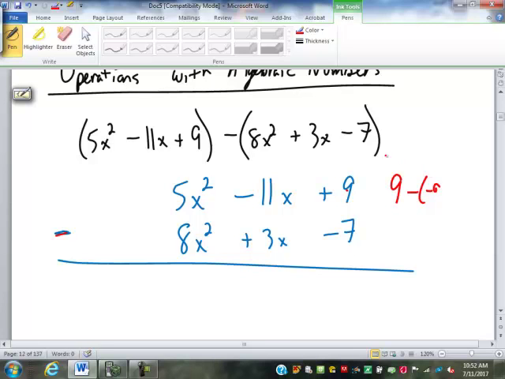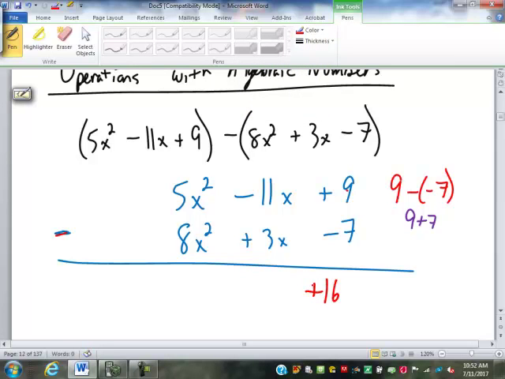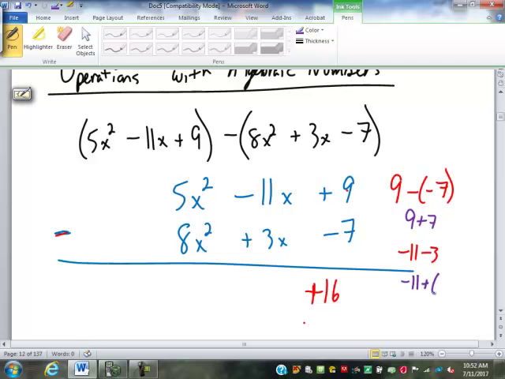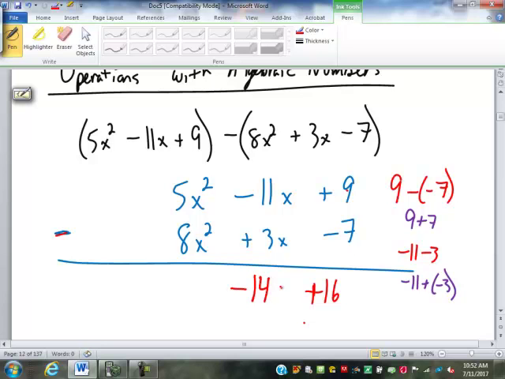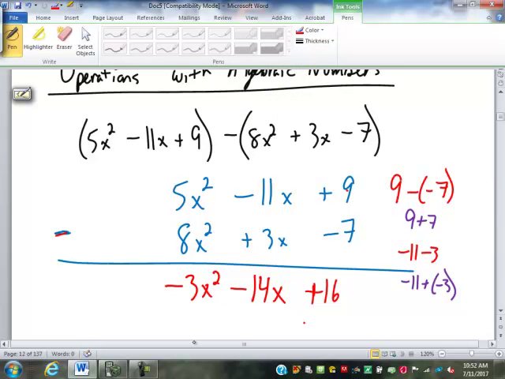And I always write it out. 9 minus a negative 7, which is going to become 9 plus 7, which is positive 16. Negative 11 minus 3, which will become a negative 11 plus a negative 3, which is negative 14x. 5x squared minus 8x squared, 5 minus 8? Negative 3x squared. Of course, adding is the same way, only it's a little simpler because we're adding and not subtracting, right?